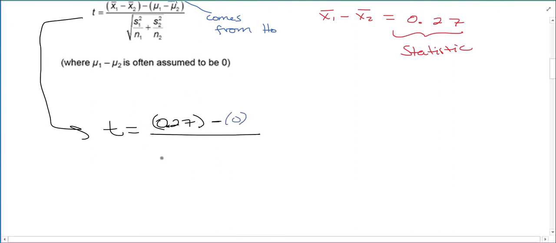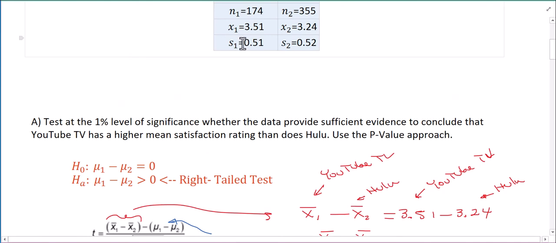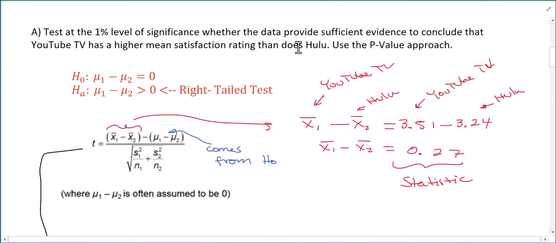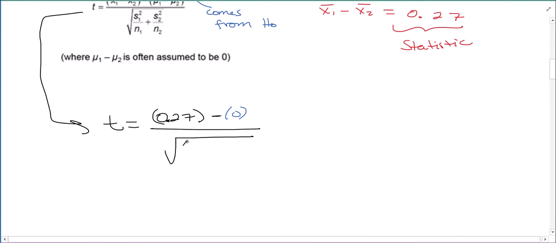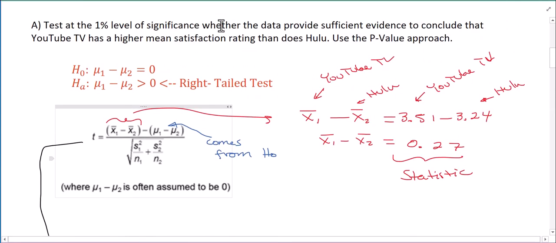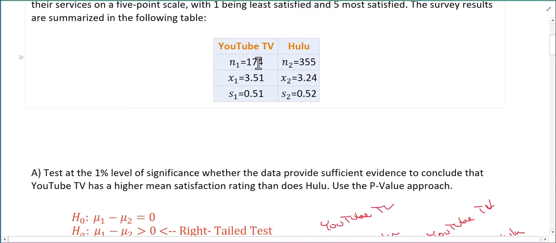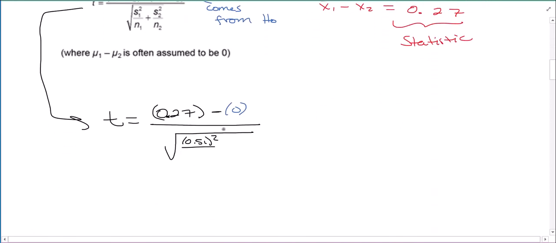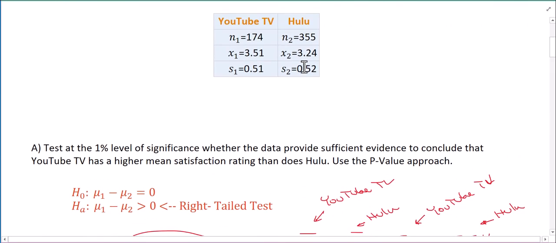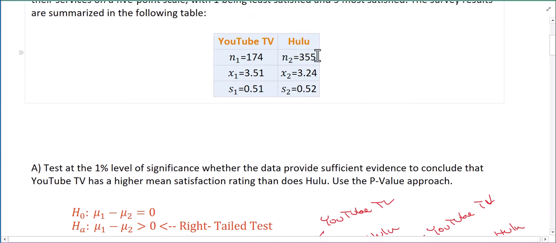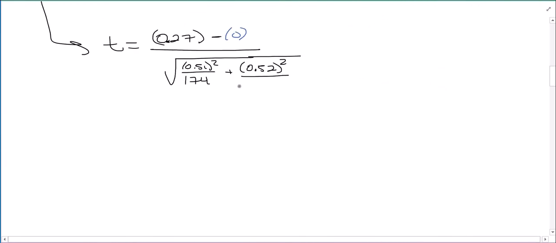divided by the square root of S1 squared. Let's look at the data again. S1 is 0.51 and S2 is 0.52. So this is going to be 0.51 squared over n1. How many subscribers in YouTube TV? 174. So 0.51 squared over 174, plus 0.52 squared over the number of Hulu subscribers, and 355 Hulu subscribers were surveyed.